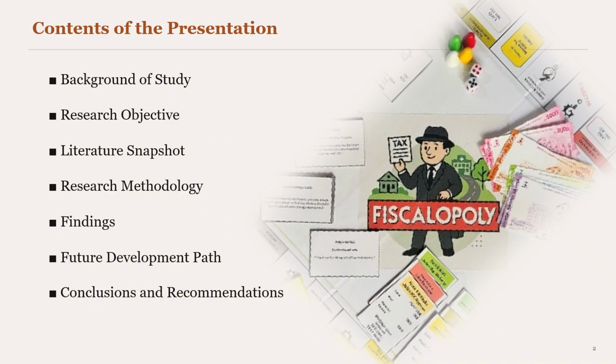Here is the flow of my presentation. First, I will explain the background of the study and why this research was needed. Then I will move to the research objectives. After that, I will give a brief snapshot of the literature review, followed by the research methodology. Next, I will present the findings, both in terms of student experience and academic performance. Finally, I will end with the conclusions and recommendations.